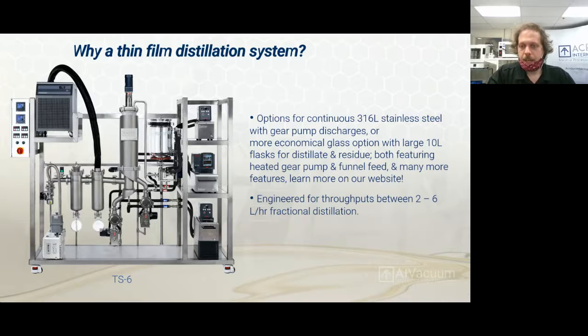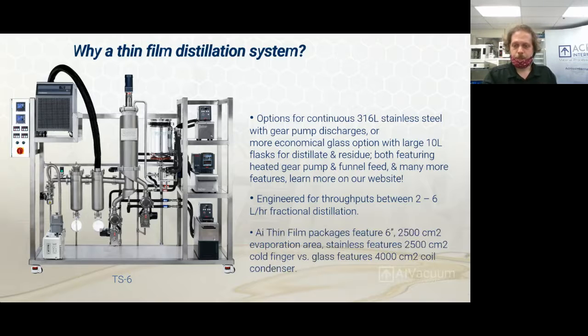These are engineered again for between 2 and 6. Again, we actually got better results from one of our recent clients' testimonials, so that's gone up to 2 to 8 liters fractional distillation on either of these units. And there's some of the measurements again for the heated evaporation area and the cold finger recondensation area. And on the glass unit, it is 4,000 centimeters squared because it is a coil. But that being said, they only have one cold trap. So that surface area for condensation and protecting your vacuum pump is always made up somewhere.